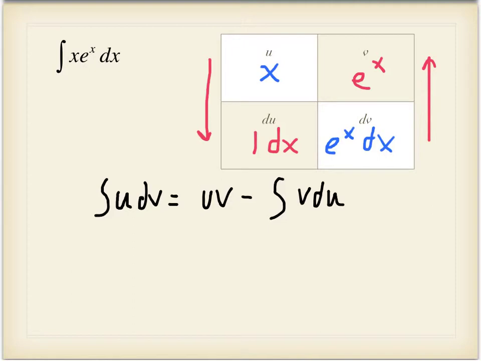Well, it's uv, so I'm going to switch colors here again. So uv, according to my little chart here, would just be x times e to the x. So far so good. Then I have the integral of v du. So as you can see, that's the kitty corner part of this box here. So I'll just write that in there. That's going to be e to the x dx.